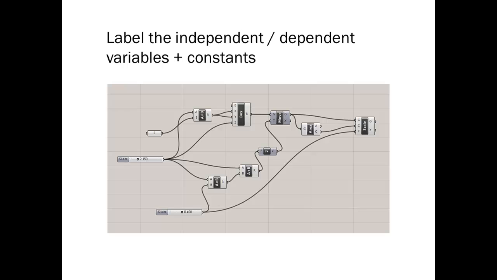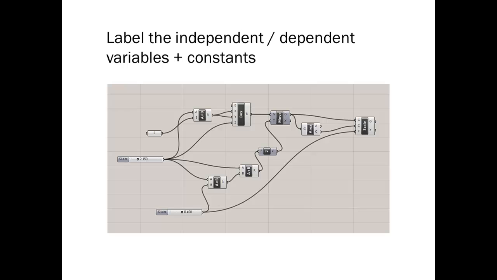That whole chain. Okay, what's a constant that we see in the script? The two, right? First of all, it's independent, nothing's modifying it. And two, it's difficult to modify. We said it's functionally a constant. We could modify it, but it's much harder to modify it than the number slider, okay?